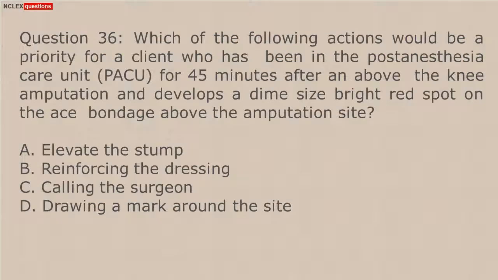Question 36. Which of the following actions would be a priority for a client who has been in the post-anesthesia care unit for 45 minutes after an above-the-knee amputation and develops a dime-sized bright red spot on the ace bandage above the amputation site? A. Elevate the stump. B. Reinforcing the dressing. C. Calling the surgeon. D. Drawing a mark around the site.